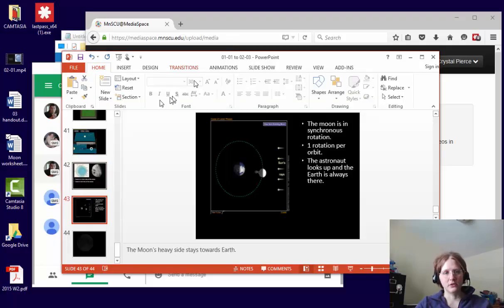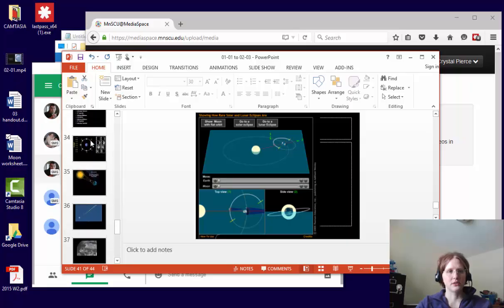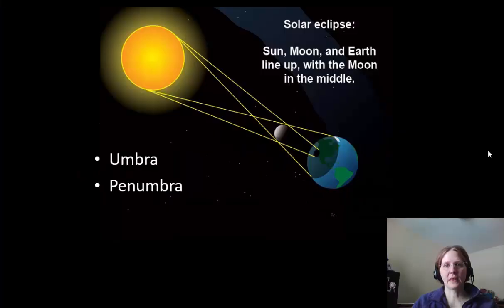Then you guys move into eclipses. So let's go back to eclipses. Eclipses are the next thing we're going to talk about with the moon. We're going to start off with solar eclipses. So solar eclipses happen when the sun, the moon, and the earth line up with the moon in the middle.